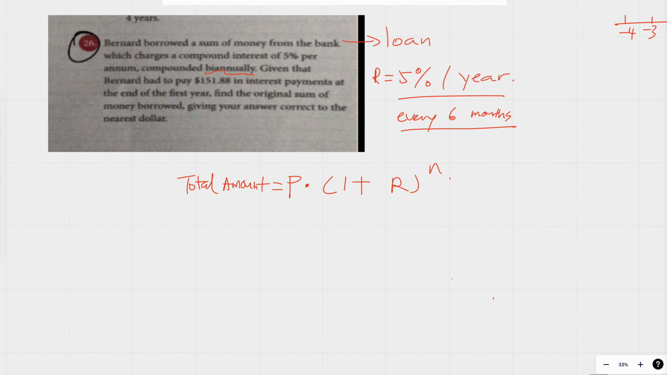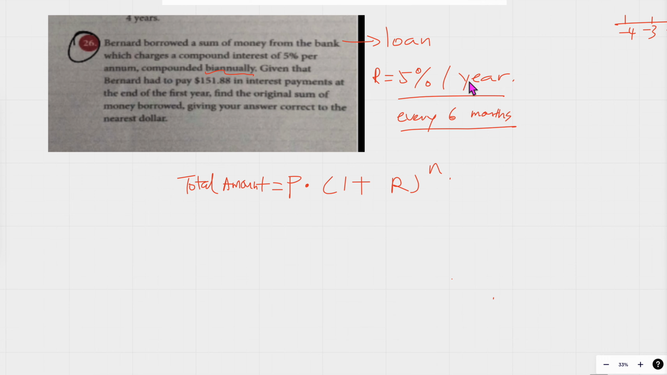What is biannually? I found this on the web. Okay, never mind. So what is biannually? Every 2 years or every 6 months? Every 6 months. Okay, good, very good.